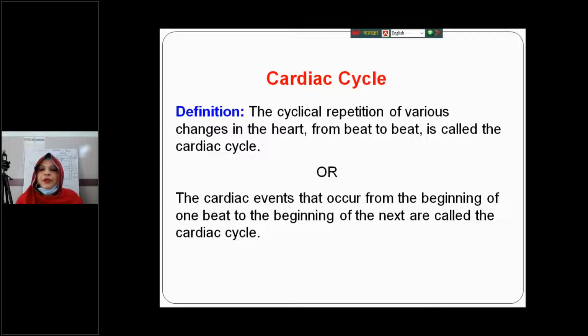Or another definition from your textbook guide, and I think this definition is very easy for you. The cardiac events that occur from the beginning of one beat to the beginning of the next are called the cardiac cycle. Please listen to me very carefully here. That is, what are the events that occur in one cycle, from one beat to the next beat? This is called cardiac cycle.